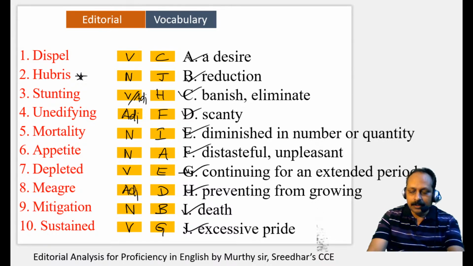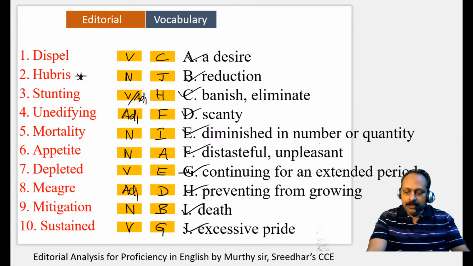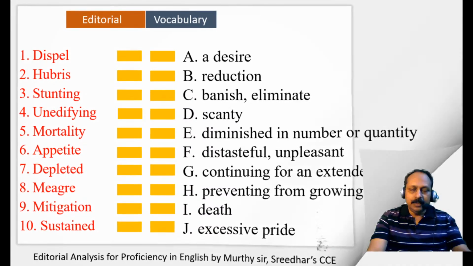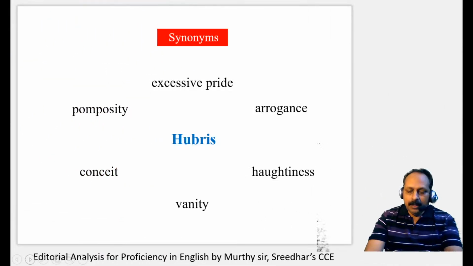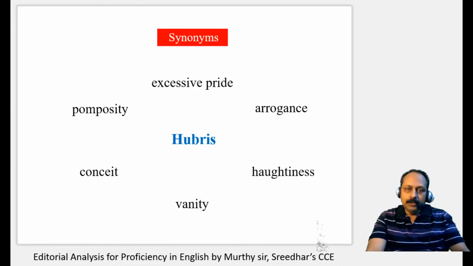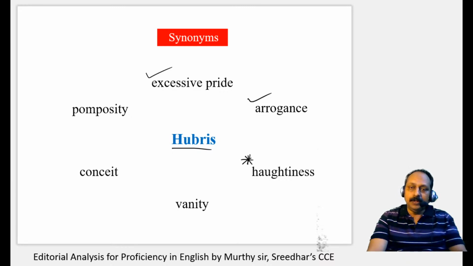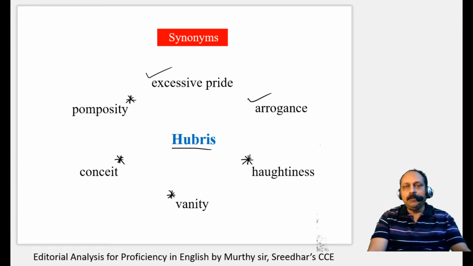G is the answer. Has anyone got all the 10 correct? That is highly appreciable. And what are the synonyms of hubris, an important word? Excessive pride, arrogance, haughtiness. Haughty behavior, not acceptable. This is an important word. Vanity, again, not acceptable, important word. Conceit, an important word. Pomposity, extravaganza.